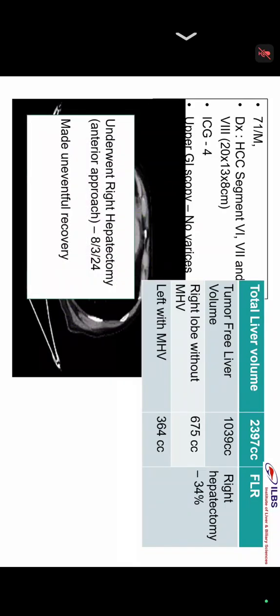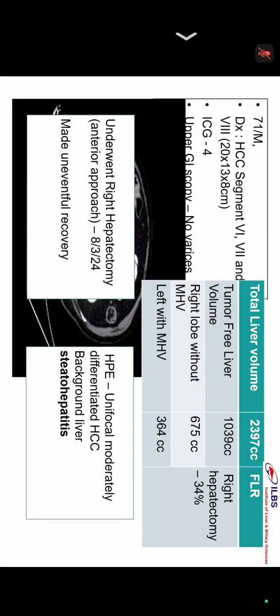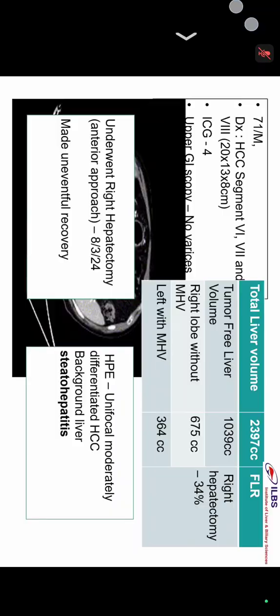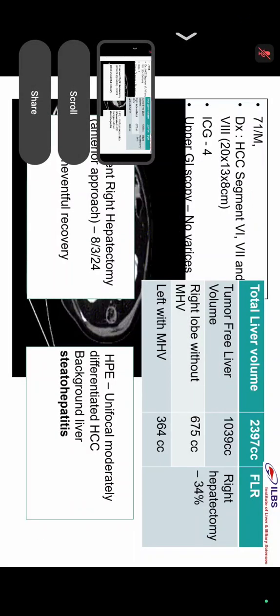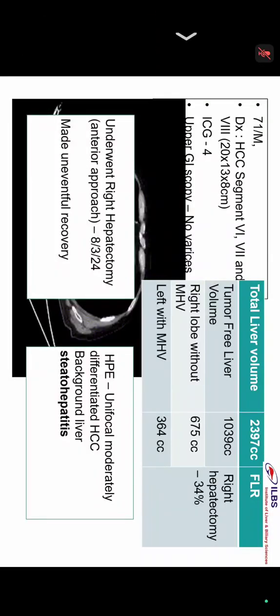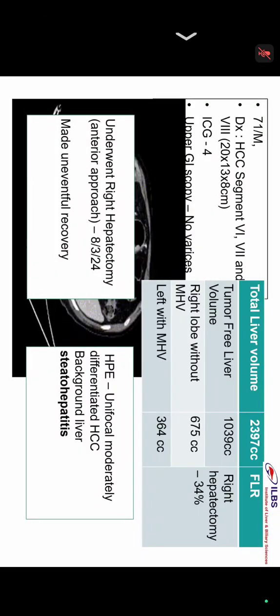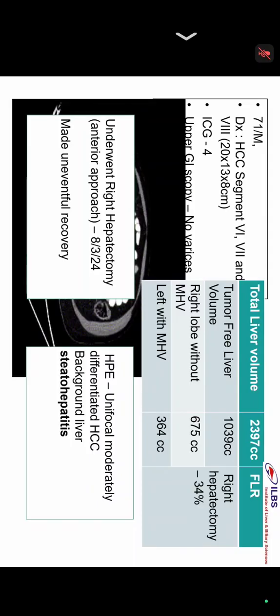So he underwent a right hepatectomy. He made an uneventful recovery. This was unifocal moderately differentiated HCC, and the background liver was steatohepatitis. Because a large portion that was coming out was the tumor, in spite of steatohepatitis, he made an uneventful recovery. So these are cases where you don't need to think much. Just evaluate basic things. If you have ICG, do the ICG. Look for clinically significant portal hypertension, and if the volumes are safe, then you can go ahead and resect them.